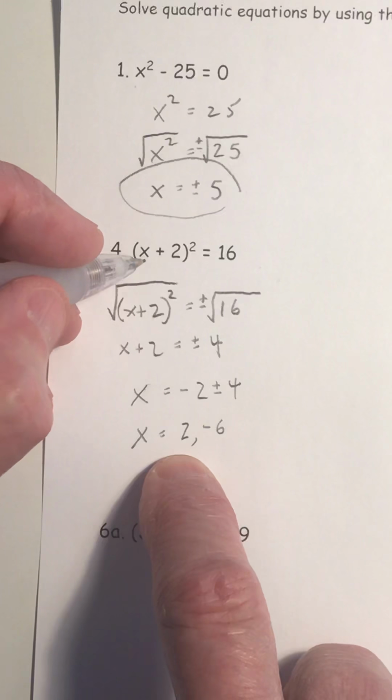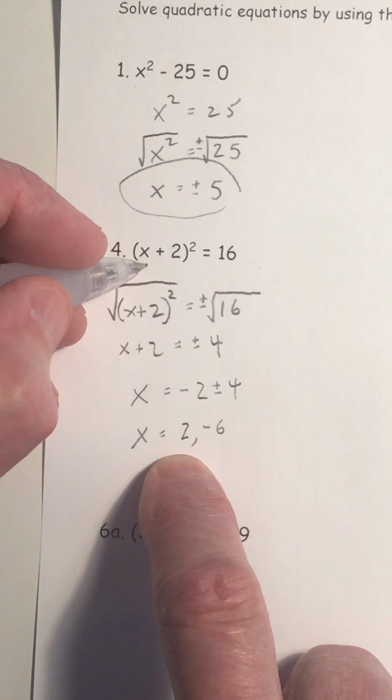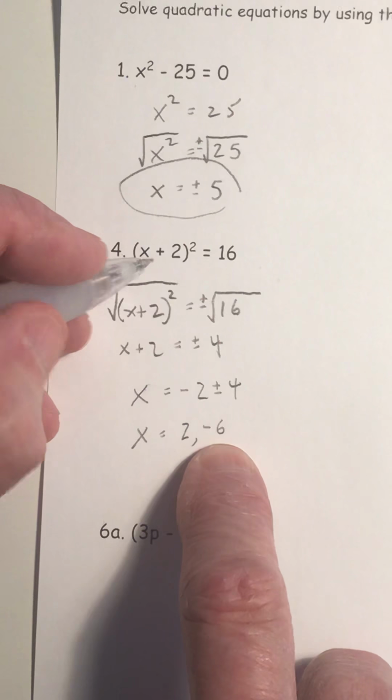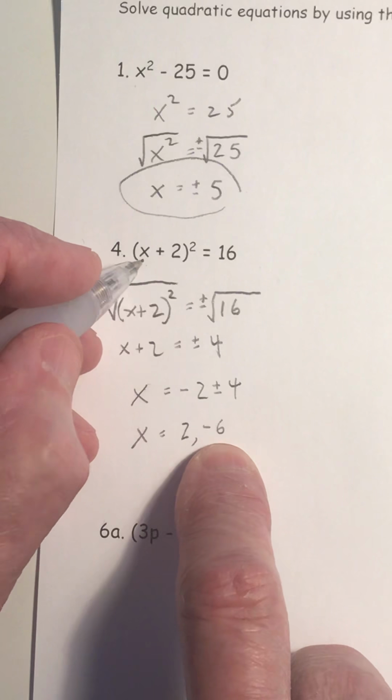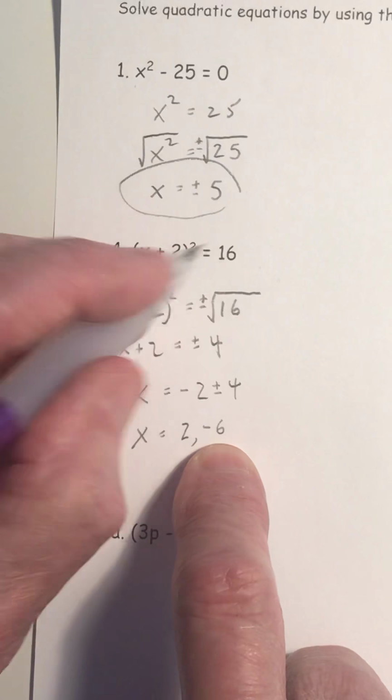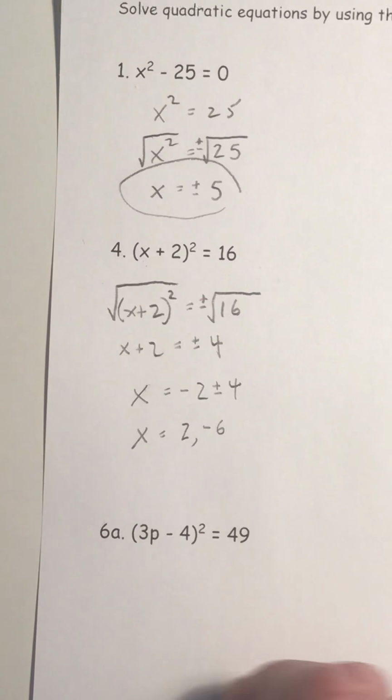But if you go back here, put in a 2. 2 plus 2 is 4. 4 squared is 16. Put in a negative 6, the less obvious solution. Negative 6 plus 2 would be negative 4. Negative 4 squared. See, that also works.